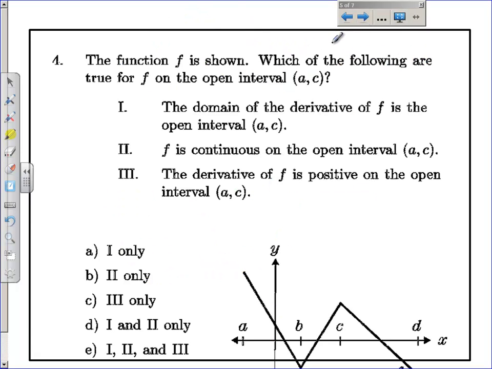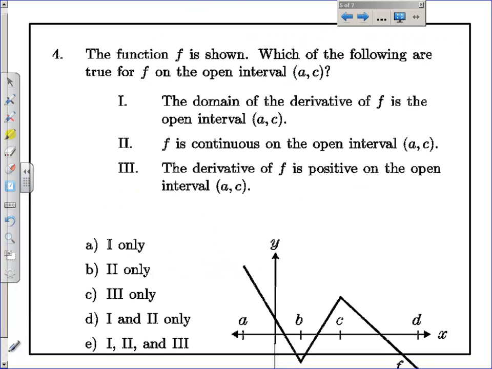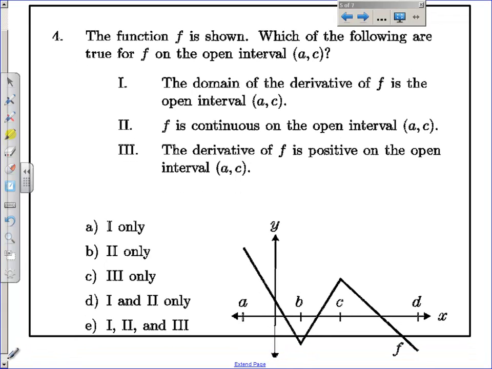All right, let's take a look at this derivative stuff. Remember, on differentiability, we said we can't have any vertical tangent lines. It's got to be continuous, and we can't have any sharp turns. So here we have a function f shown below. Which of the following are true for f on the open interval a to c? Let's go ahead and go through here.